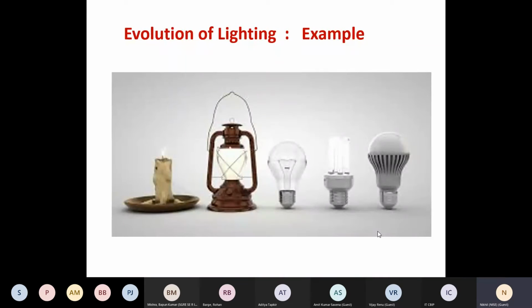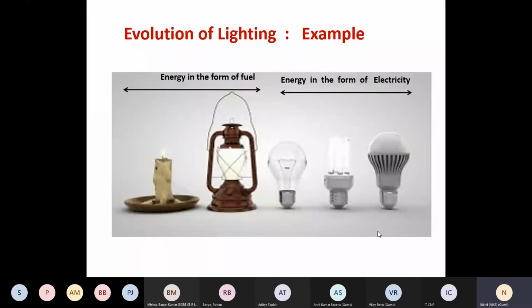Earlier days, if you look at our applications, let me take the lighting application as an example. The energy used for lighting was in the form of a fuel, either wax, kerosene, or some kind of fuel. Later it evolved into electricity. So if you look at history, it is from fuel to electricity. Nowadays, most of the energy requirements can be converged into the form of kilowatt hour of energy.